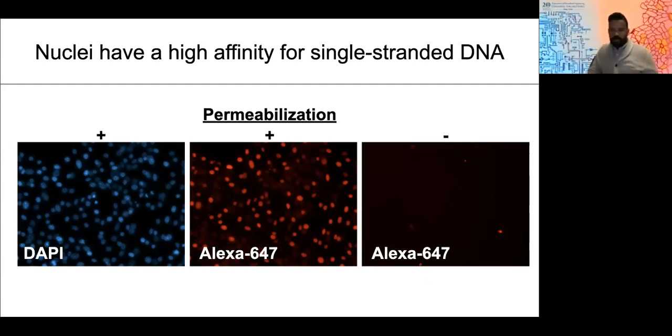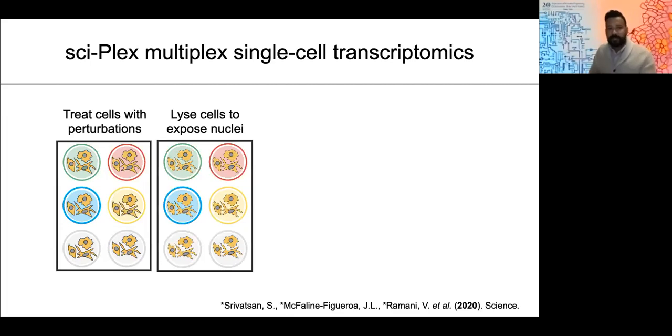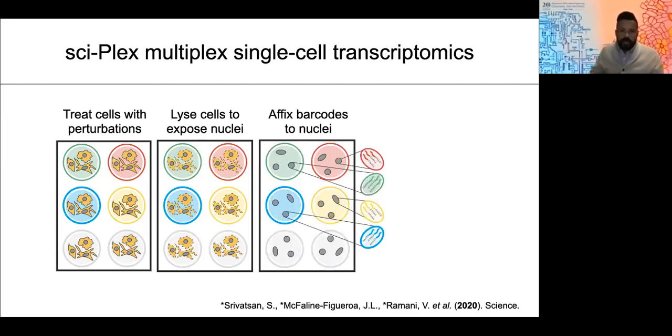So we took advantage of this to build an assay for multiplex single-cell transcriptomics that we termed sci-Plex. So sci-Plex starts just as any other high-throughput chemical genetic screen. So we have cells across wells, and we treat them with different perturbations. Then we lyse cells in well in order to expose nuclei. And then we affix barcodes to those nuclei. So we're taking advantage of that affinity of a single-stranded oligo for a nucleus.